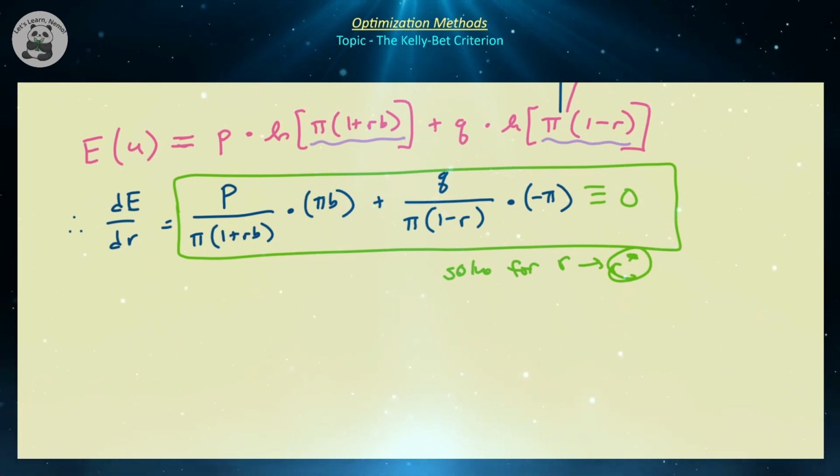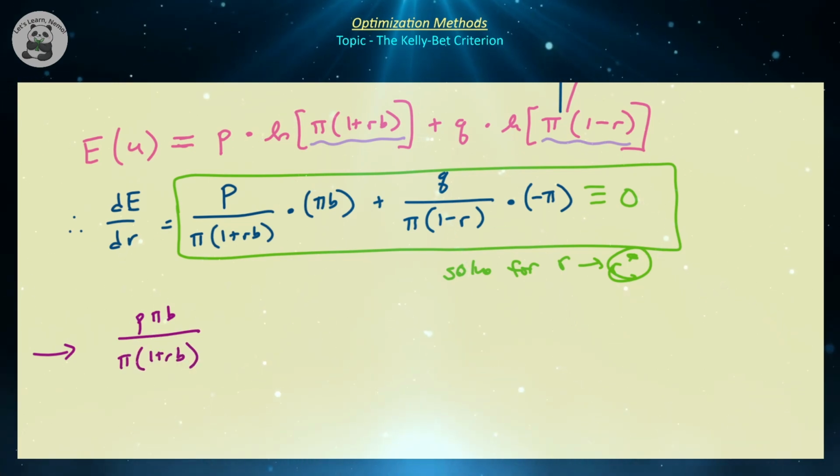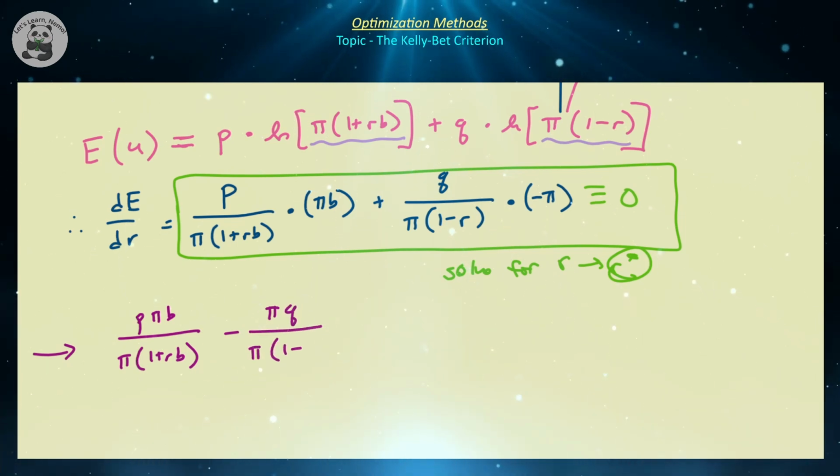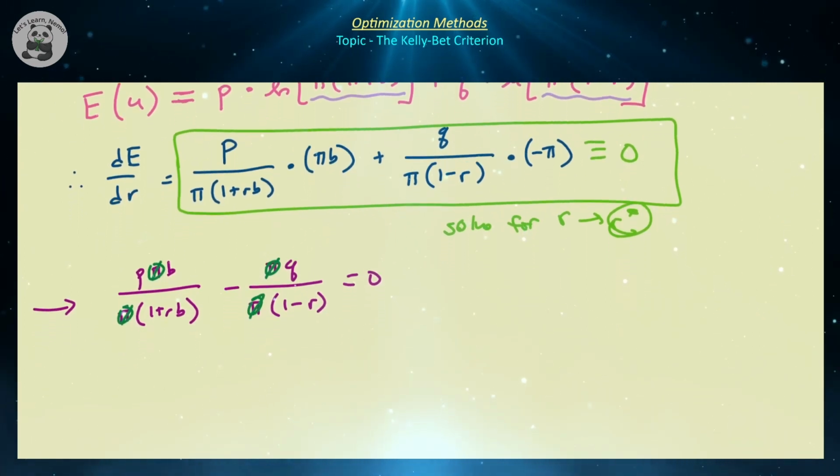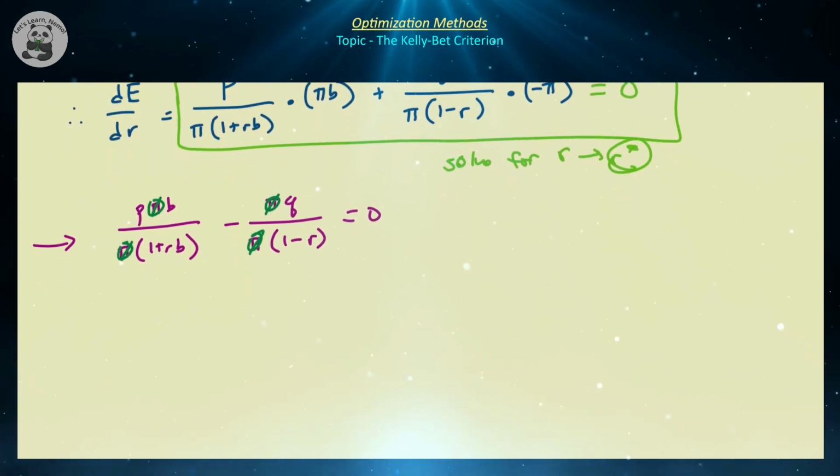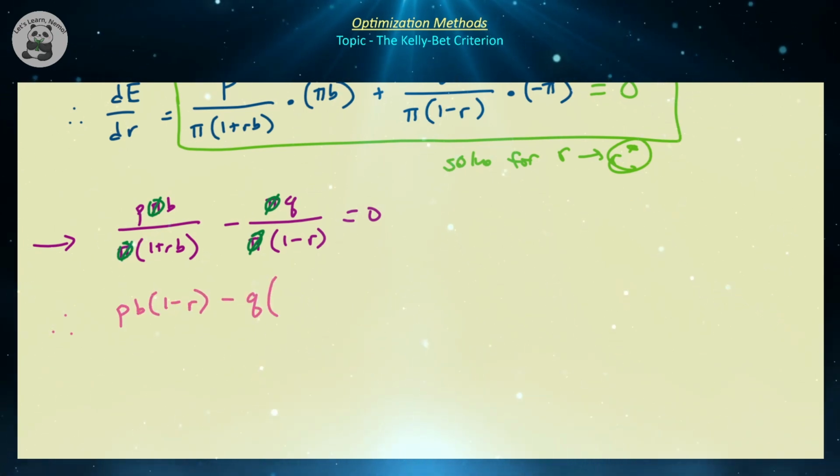Now, once we set this equal to 0, what will we get? Let's actually clean this up just a tad bit, just in case you're not comfortable with the math. So we're going to have pi p b all over pi 1 plus rb, and then minus pi q all over pi 1 minus r. That's going to be equal to 0. Notice that we have some pi's canceling there and some pi's canceling there, so everything is actually very, very nice. And then we're going to have some cross multiplication, so we're going to have p b times 1 minus r minus q times 1 plus rb is equal to 0.